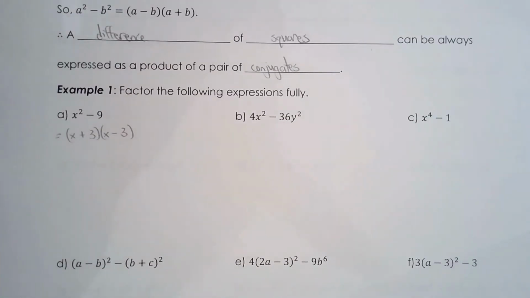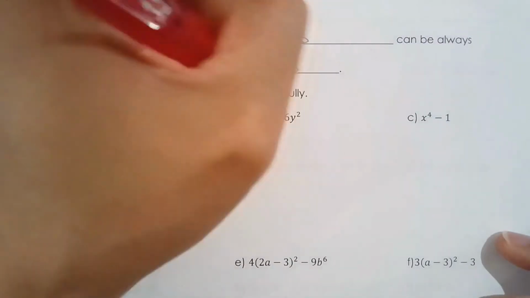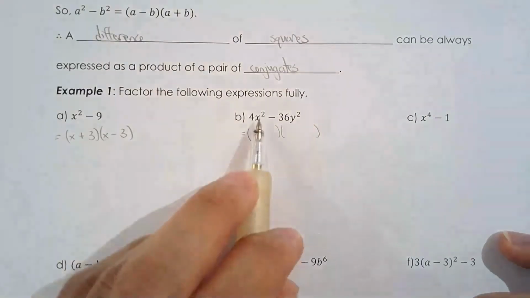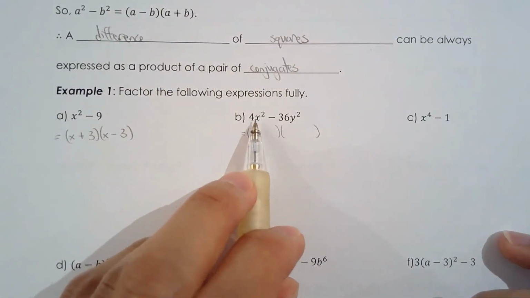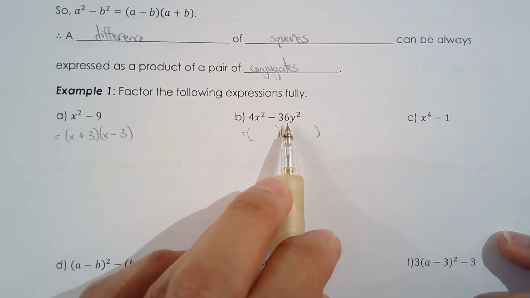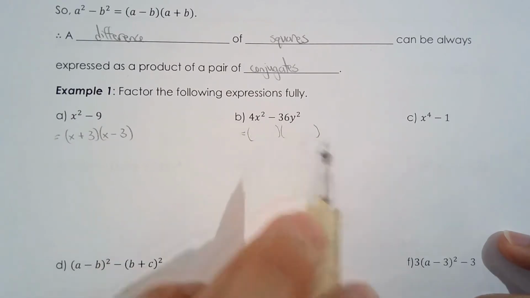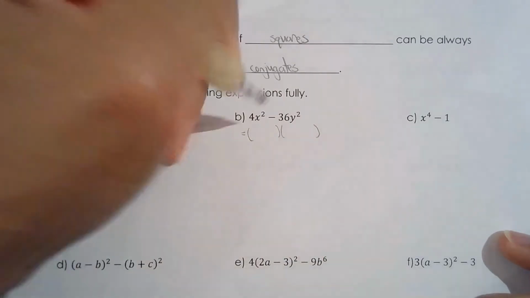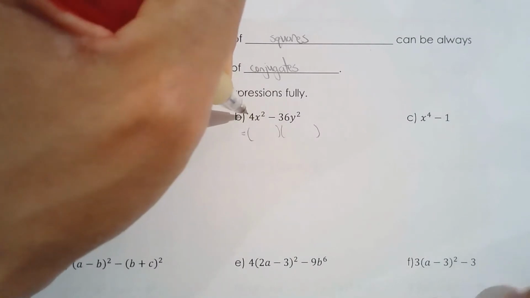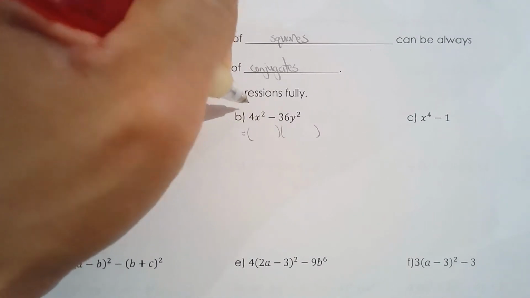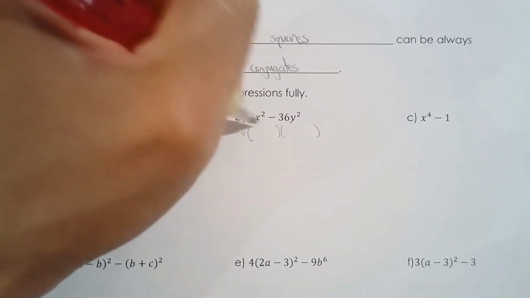Okay, so let's keep going. Is this a perfect square? Yes. Is this a perfect square? Yes. So is this a difference of squares? Yes, because it's a subtraction. So let's ask ourselves, how do I multiply to 4x squared? Okay, it's 2x times 2x.